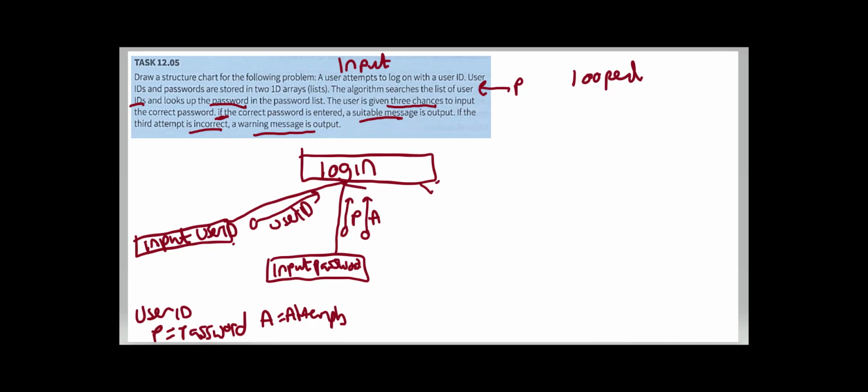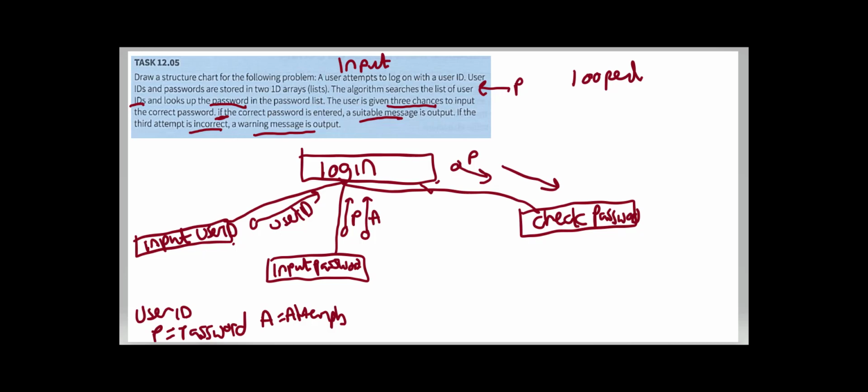Now what we want to do is check the password, which is our process. And to do this, we need to first of all pass the password as well as the number of attempts. At the same time, we know that we're going to give them 3 chances to run this program. So I'm going to do a loop, which is an arrow which looks like that.